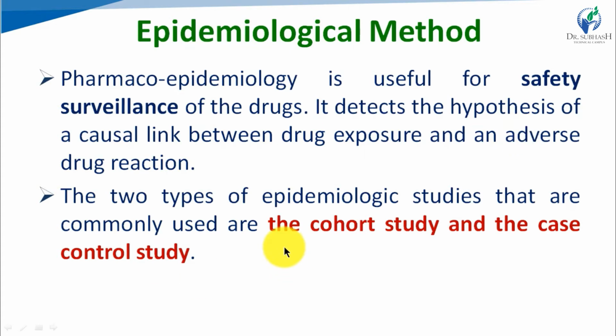There are also two types of epidemiological studies that are commonly used, the cohort study and the case control study. मतलब pharmacoepidemiology studies में again that is divided into two. That is the cohort study and another one that is the case control study. We will see this one by one.